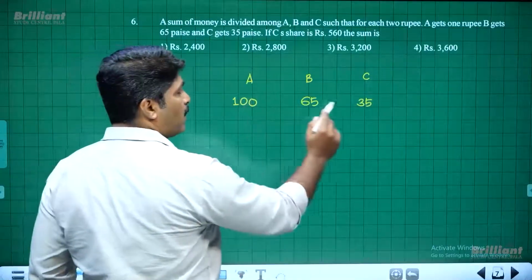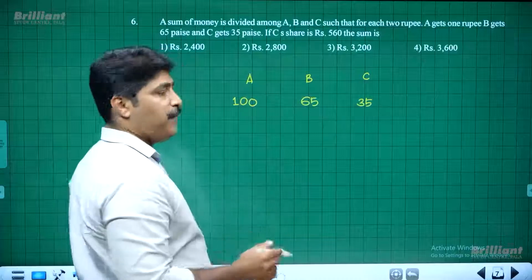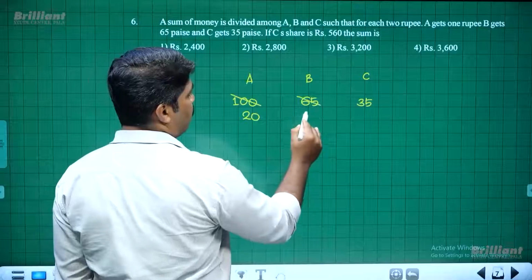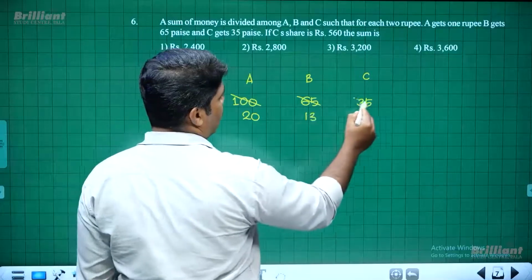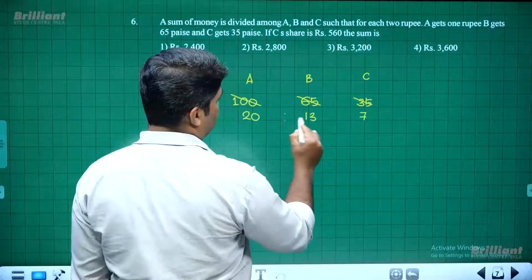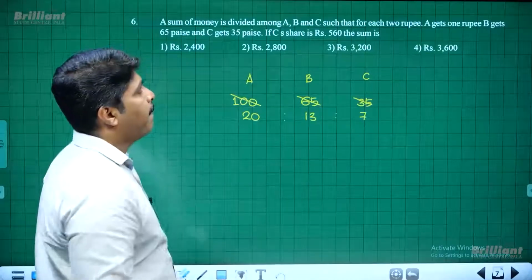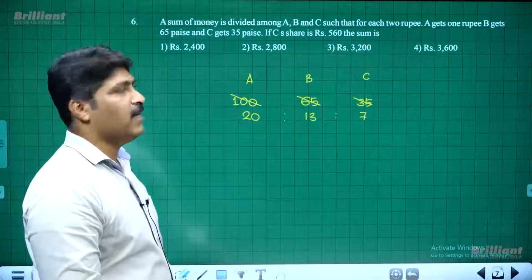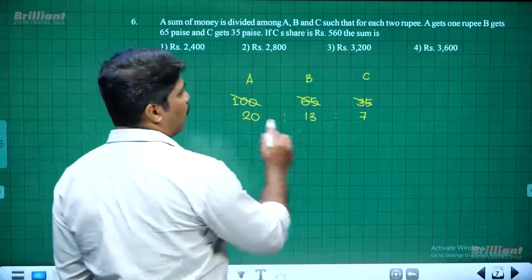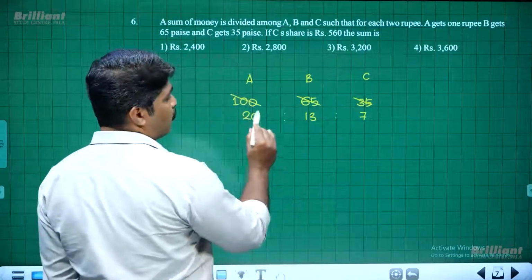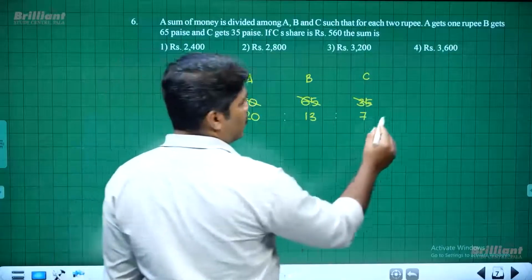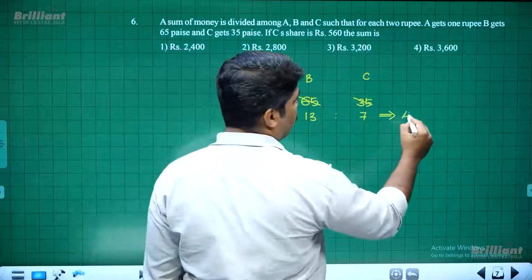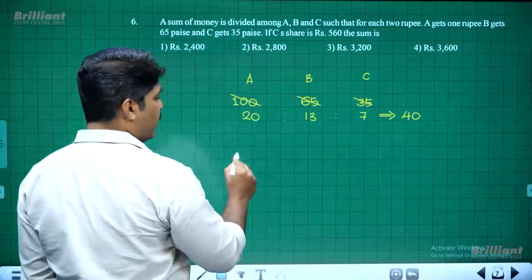So we can convert it in the form of ratio. We know that all these values are divisible by 5. So when we divide by 5, this is 20. Divided by 5, this is 13. Divided by 5, this is 7. So this is the ratio. And the share of C is 560. Then find the sum. So what is the sum here? That is 20 plus 13 plus 7, the sum of all these values, that's equal to 40. So here, share of C.